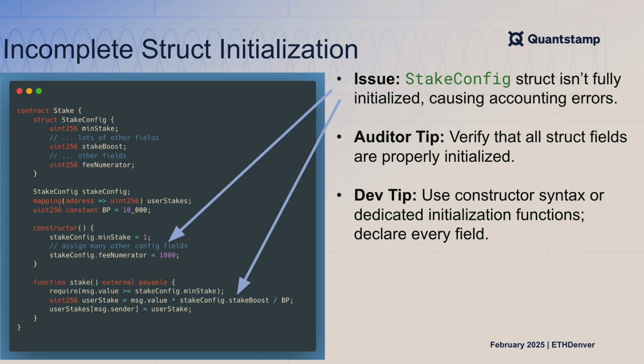And did I say easy? It's hard to see that. Sometimes, right, you can't see that if there's a lot of different fields. So what ends up happening is stake boost is going to default to that 0 value. And as soon as the user stakes, they've actually zeroed out the funds that they've sent in, which is clearly no good for anybody trying to use your product.